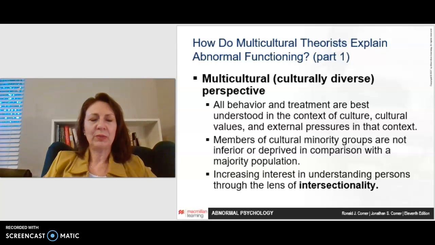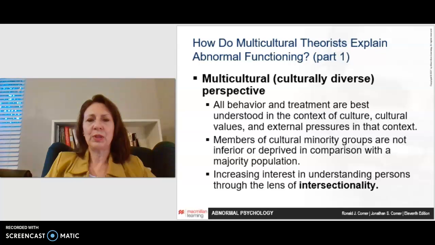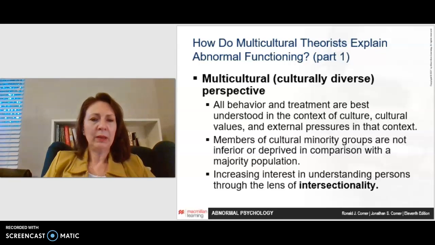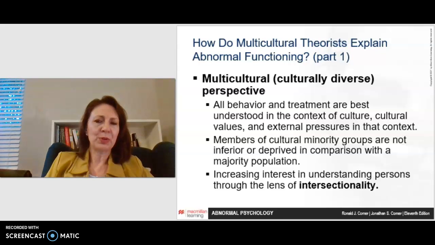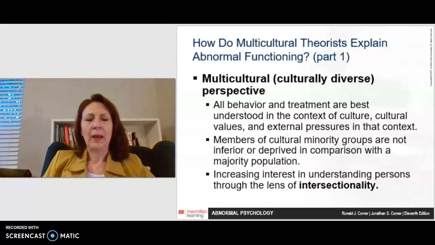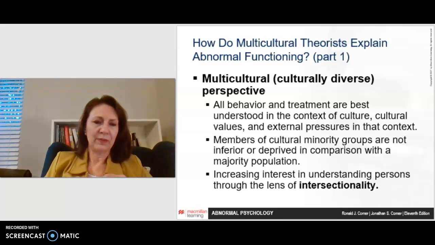In the multicultural perspective, we're looking at behavior and treatment that are best understood in the context of cultural values and external pressures. We are examining how members of cultural minority groups are treated, and the assumption is always that we're not going to view people as inferior or deprived in comparison with the majority population. And there's increasing interest in understanding people through the lens of intersectionality, which examines how each individual's memberships across multicultural groups and social identities combine to shape their personal experiences, opportunities, outlook, and functioning.